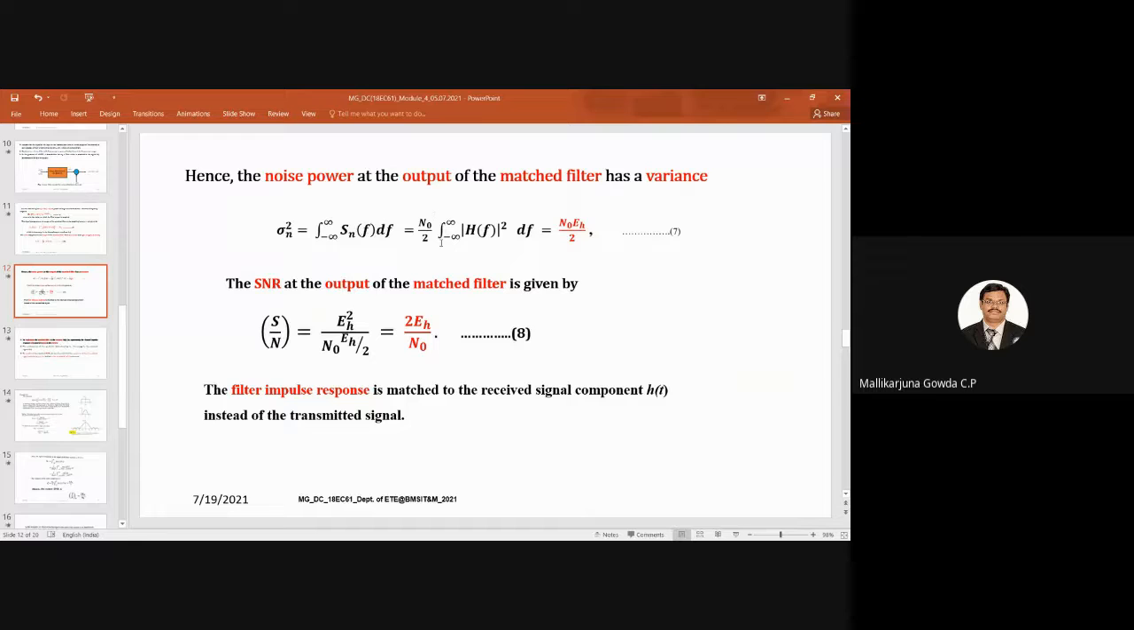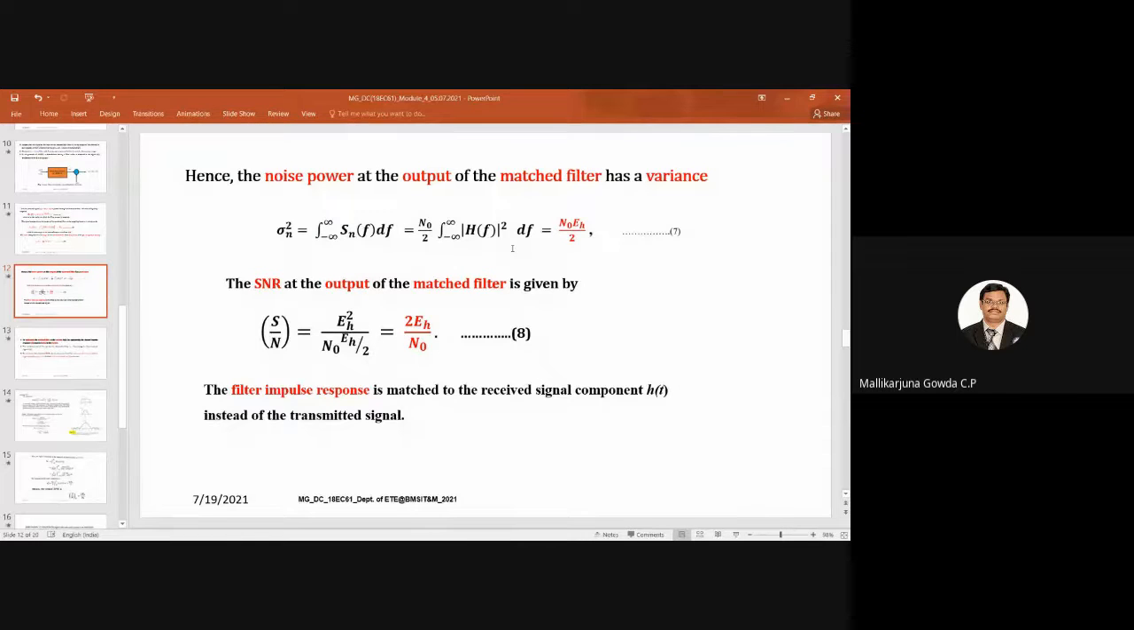So which is equal to N0 by 2 times the integral. This I know, right? The integral from minus infinity to infinity of |H(f)| squared df is nothing but Eh. So that is why I can write N0 times Eh by 2 as my variance. Okay, so this is the variance.